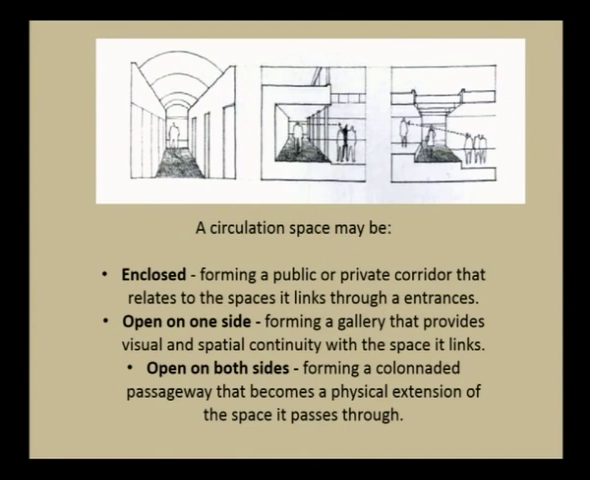We will see certain pictorial examples of how path can be formed, different ways of defining the paths or the circulation space. The circulation space can be totally enclosed, like what is shown in the first figure, forming a public or a private corridor that relates to the space it links through an entrance. The circulation space can be open on one side, like what is shown here. So it connects to the exterior, can be open on one side, forming a gallery that provides visual and spatial continuity with the space it links. It can be open on both sides, like what is shown here. So it will have a more open feeling in contrast to the first one, which has a more enclosed feeling.